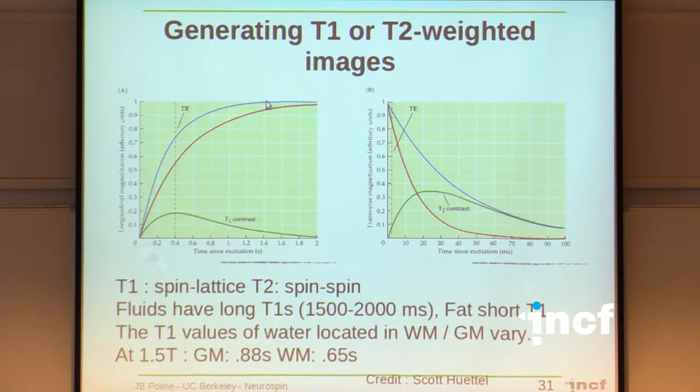So these are just the curves: how the T1 is growing up again, and this growing up again is different depending on where you are in the brain. And the going down along the transverse plane has a different time constant depending on where you are as well. So this is the T1 versus T2 weighted MRI. This is how you distinguish matter, by looking at the time constant of the relaxation aspect of the magnetic information.